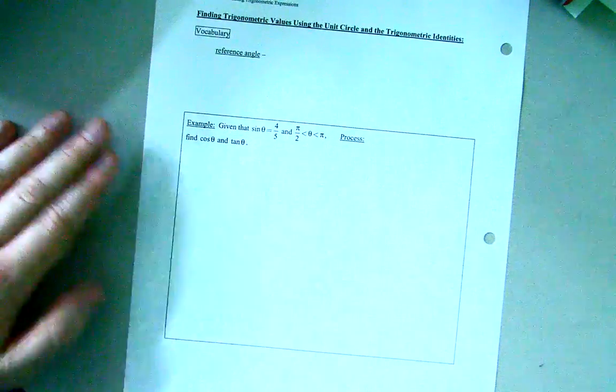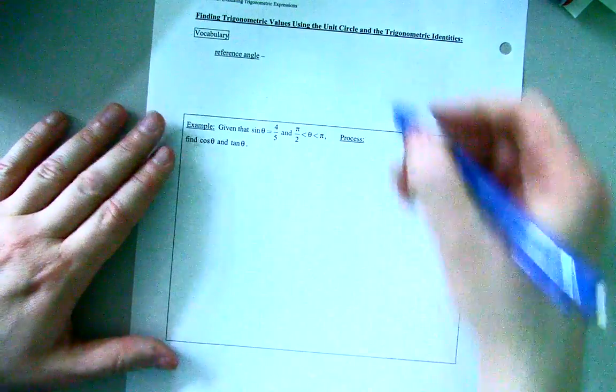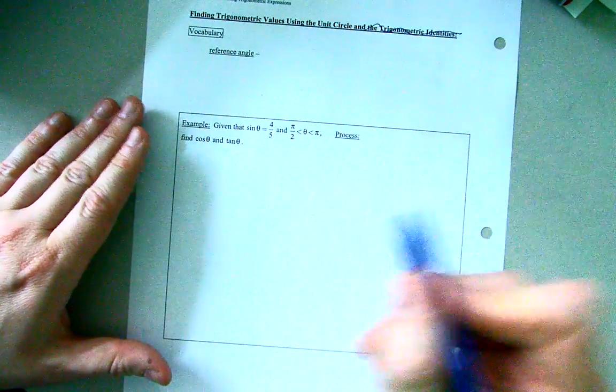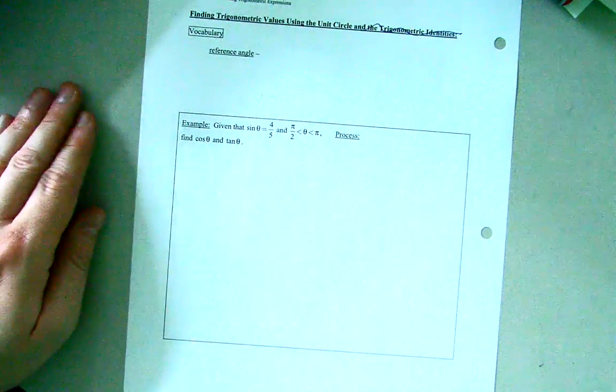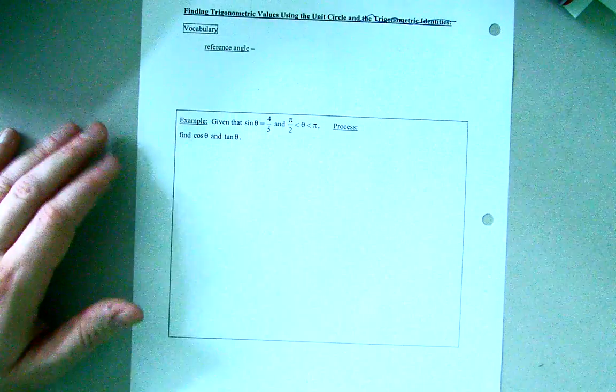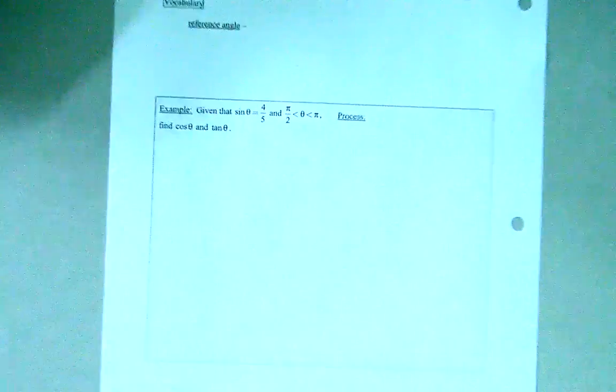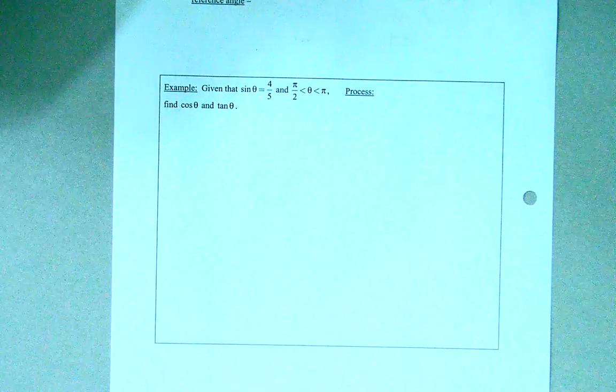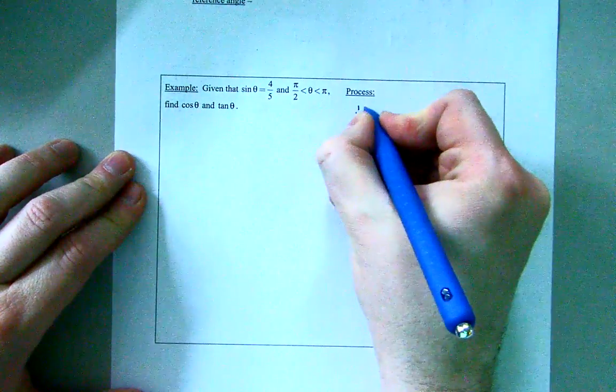Finding trig values using the unit circle and trig identity. That's not the right title. I'm telling you one trig thing. I'm telling you that the sine of our angle is 4/5. I want you to find the cosine. I want you to find the tangent. I'll define that thing on the top in a little bit.